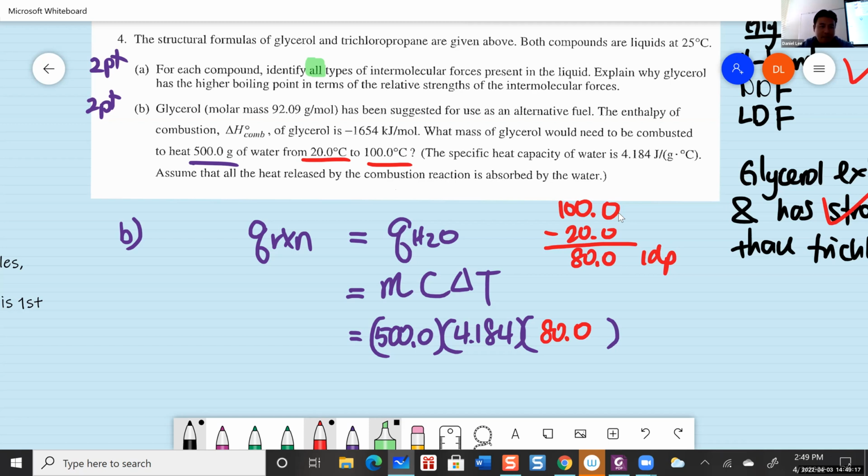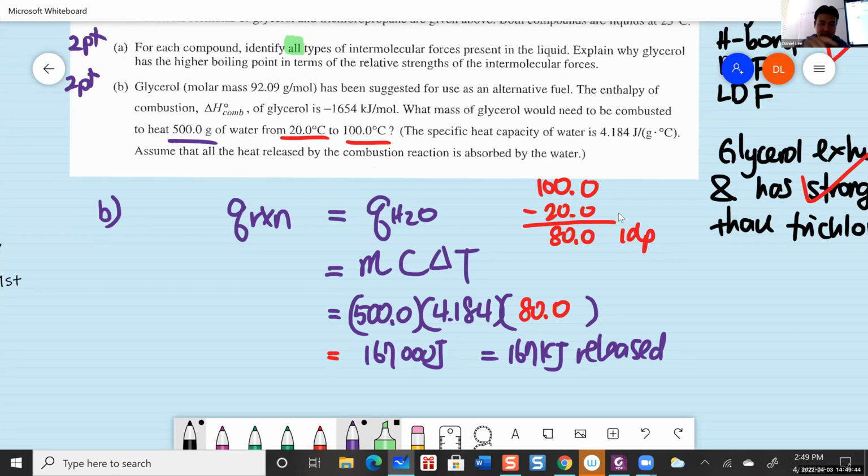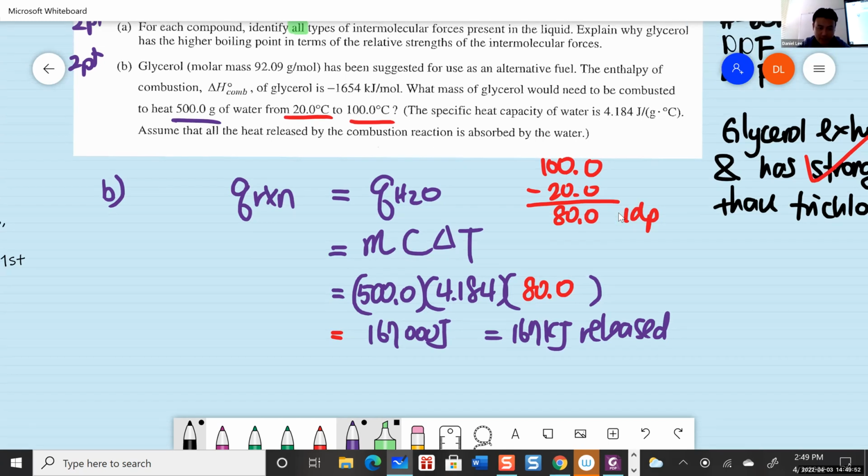So this heat must come from burning, right? So I'm just going to find this first, okay? So if I were to just press equal sign for calculator, I will get 167000. 167,000 joules or 167 kilojoules must be released. But that's not what the question wants. The question wants that, well, I have to get glycerol, right? So how many grams of glycerol must I burn? So you just do a basic stoichiometry or dimensional analysis.